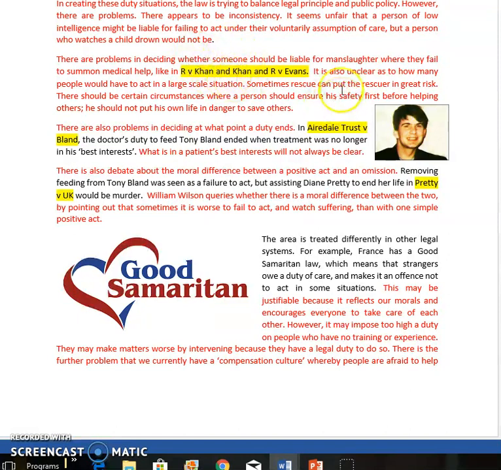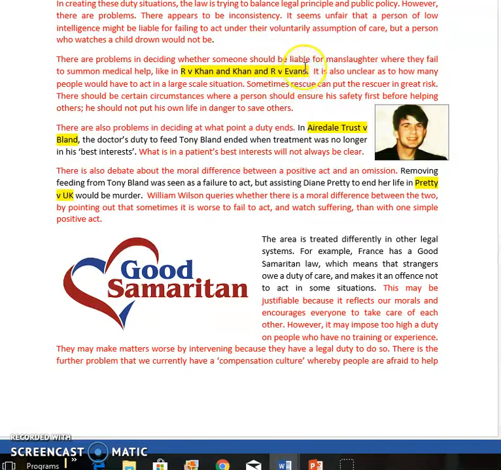So Khan and Khan, Evans are cases that we look at actually in the topic of manslaughter. But in the case of R and Evans, for instance, the defendant there supplied her sister with heroin. Her sister injected the heroin herself and suffered an overdose. The defendant saw she was suffering an overdose and then failed to call an ambulance. And unfortunately, her sister died.